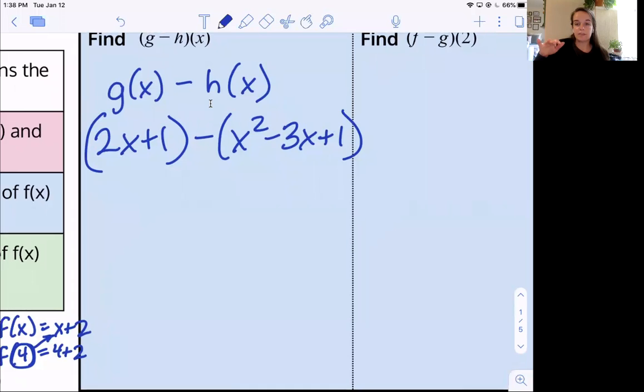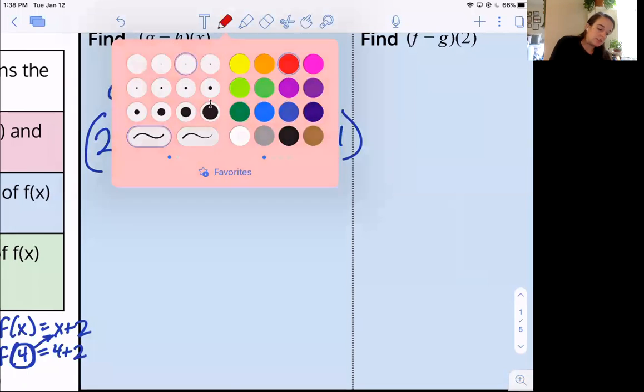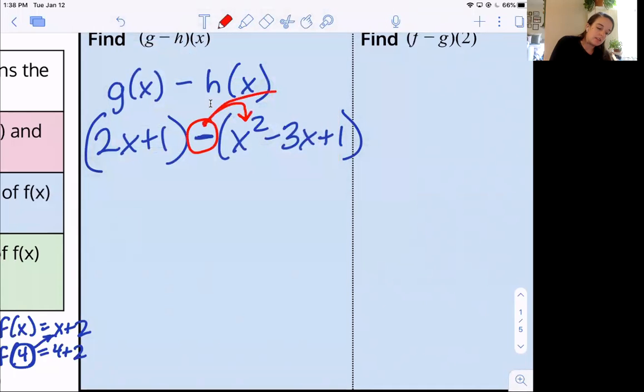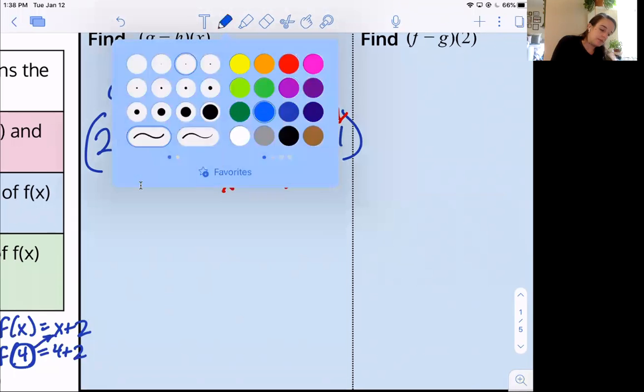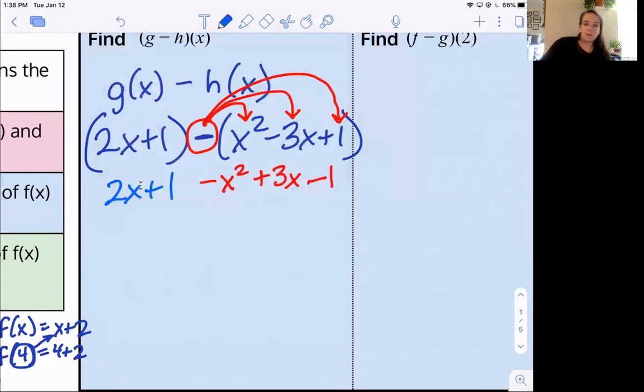So the only difference with subtraction is that this negative sign right here is going to be distributed into everything that is in the H equation. So I'd have negative times the x squared, which gives me negative x squared. I'd have negative times the negative 3x, so I'd have positive 3x. And I'd have negative times the 1, which is negative 1. And then the 2x plus 1 is positive, so it's going to stay right where it is. 2x plus 1.